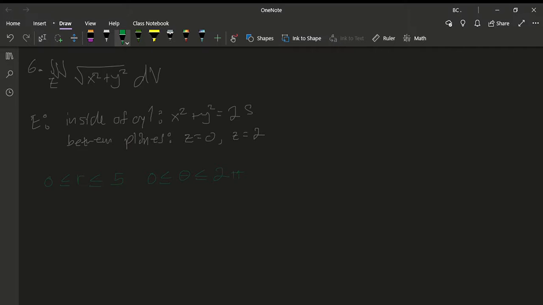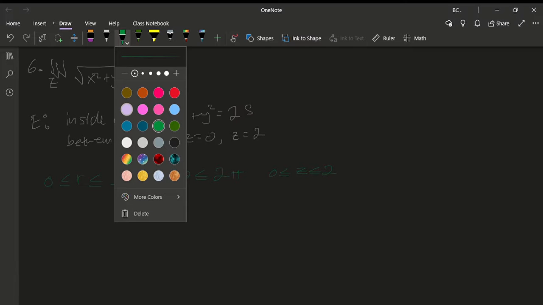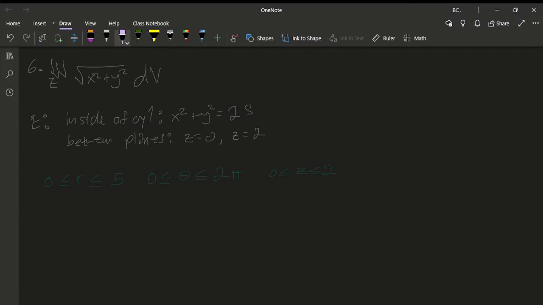The last thing is that our bounds for z are 0 less than or equal to z less than or equal to 2. And that's how we got all three of our bounds. Next, we switch back to a lighter color. We've already translated our bounds into cylindrical coordinates, and now we translate our function into cylindrical coordinates. So r from 0 to 5, theta from 0 to 2 pi, and z from 0 to 2.